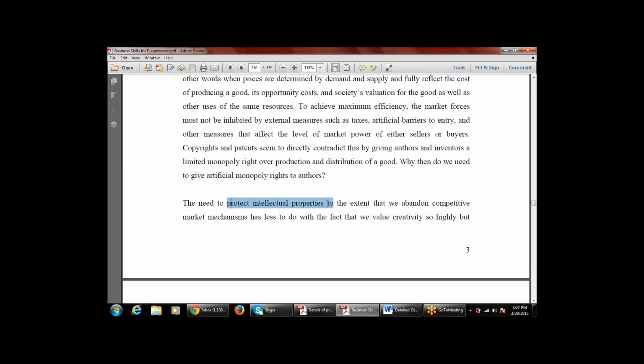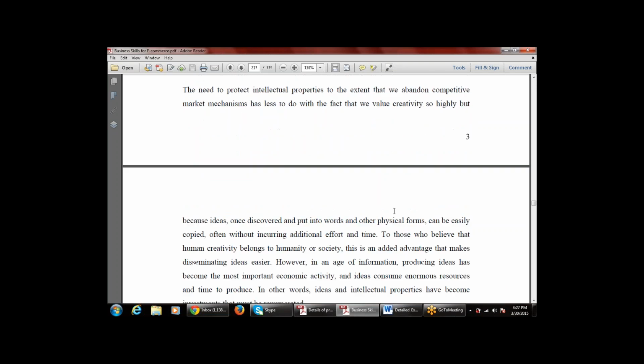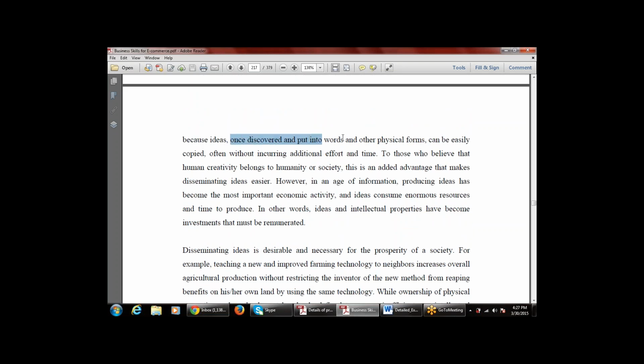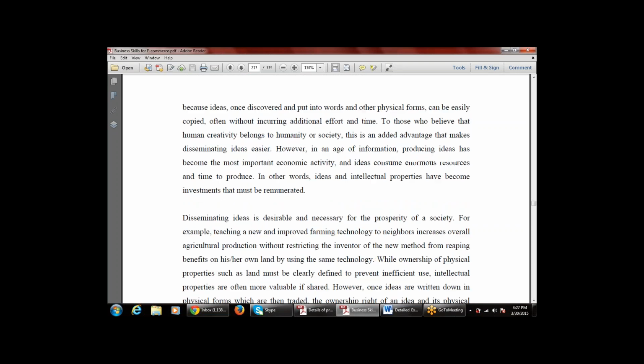The need to protect intellectual properties to the extent that we abandon the competitive market mechanism has less to do with the fact that we value creativity so highly, but because ideas, when discovered and put in words, can be easily copied, often without incurring additional effort and time.